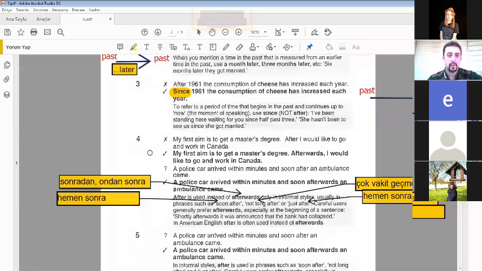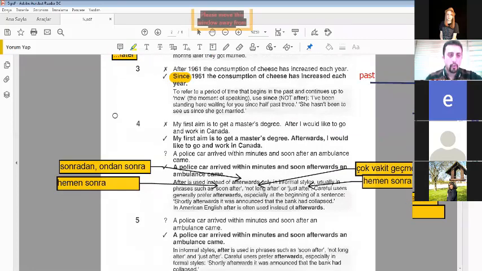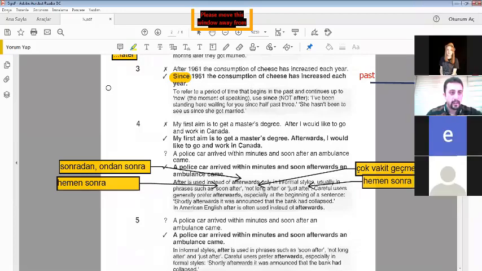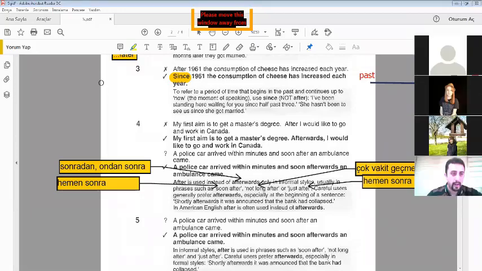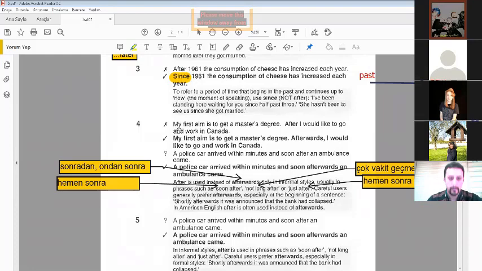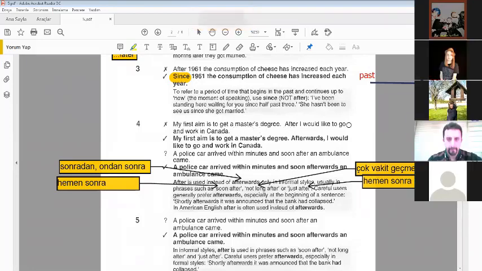Thank you. So here we go with number 4. Who wants to read number 4? I'm checking the hands here. Who wants to read? Please raise your hand. Good. Very good. I see Naz here. Let me unmute you. Naz, can you? Yeah. Please. My first aim is to get a master's degree. After, I would like to go and work in Canada. My first aim is to get a master's degree. Afterwards, I would like to go and work in Canada.